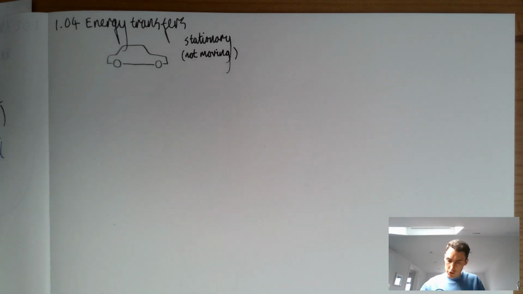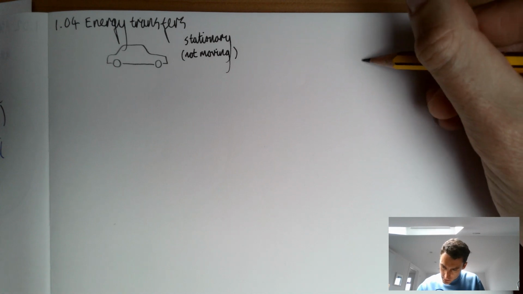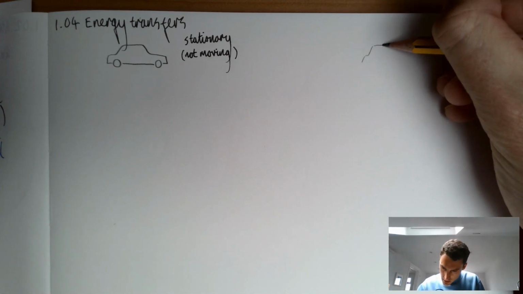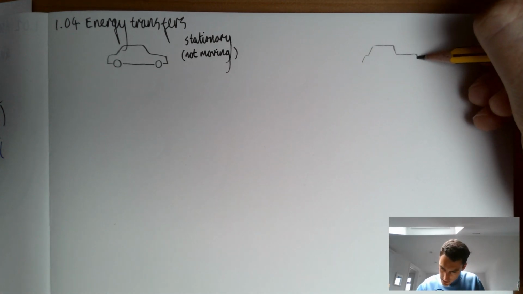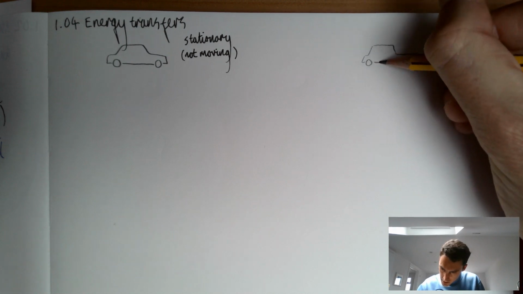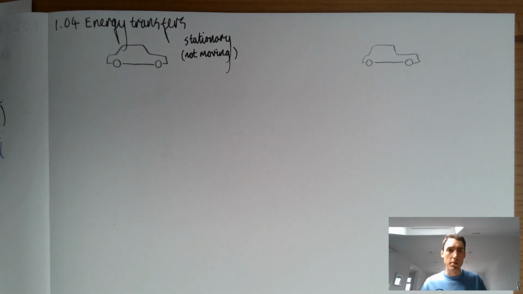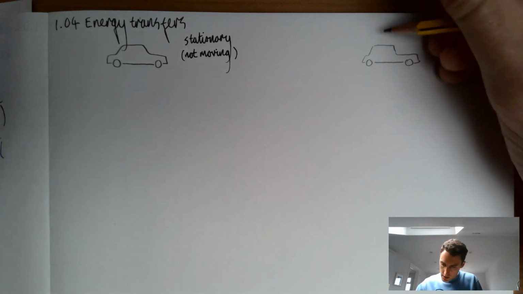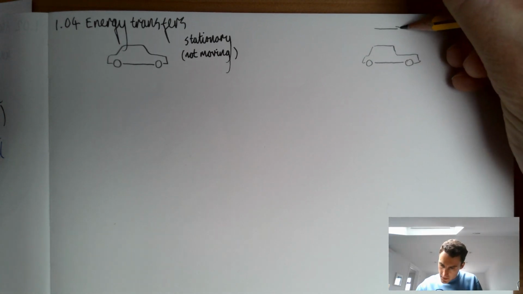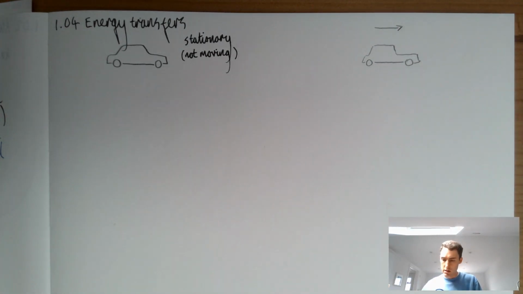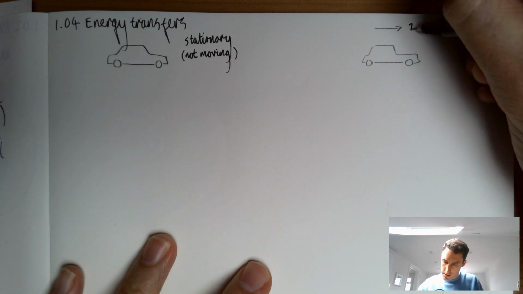And then I'm going to try and draw the same car, let's say a few seconds later. Time isn't that important at this stage. Seems to have changed shape a bit, but hopefully you get the idea. And now this car is going to be moving, and I'm just going to make up a speed, let's say 20 miles per hour.